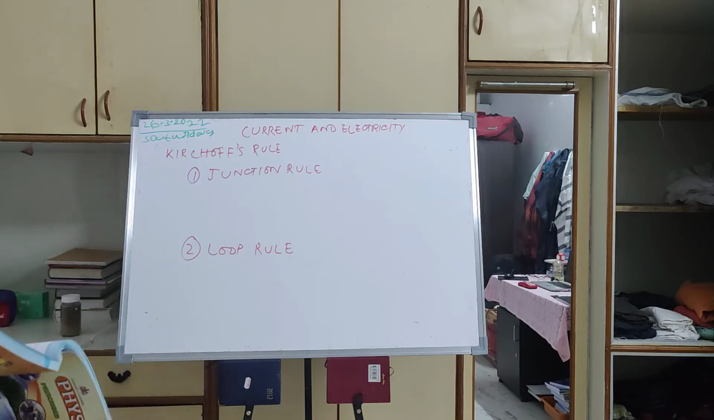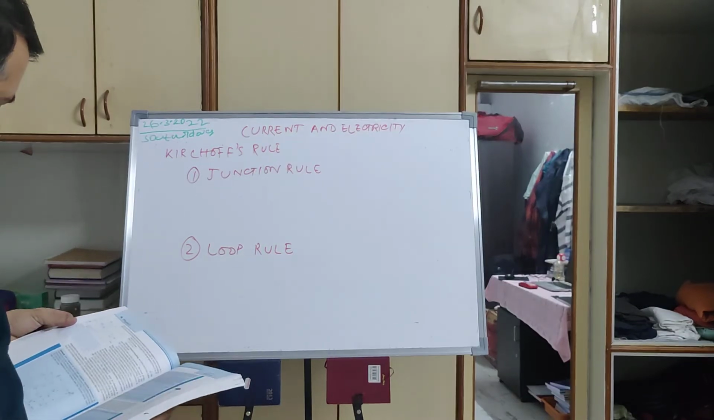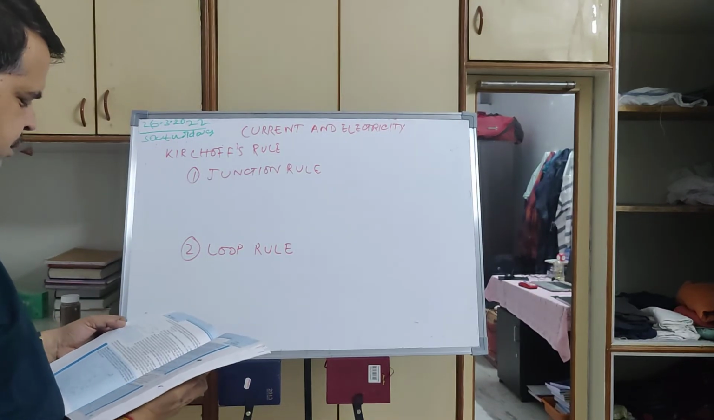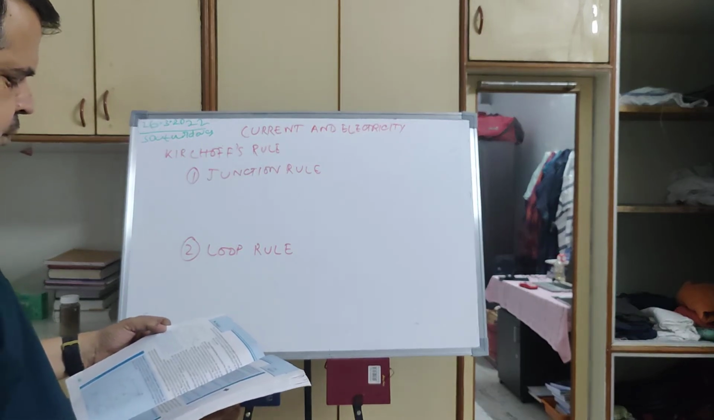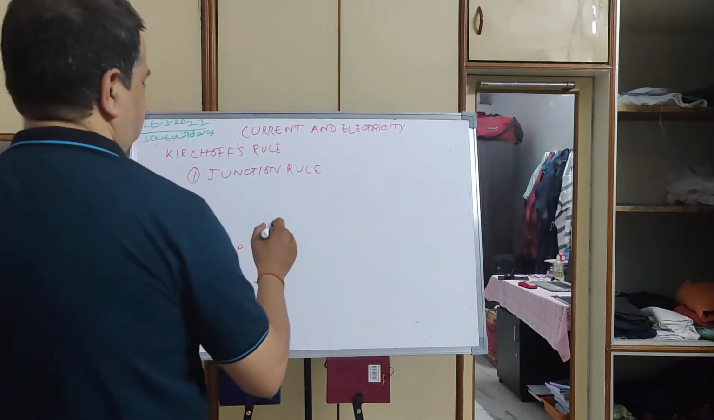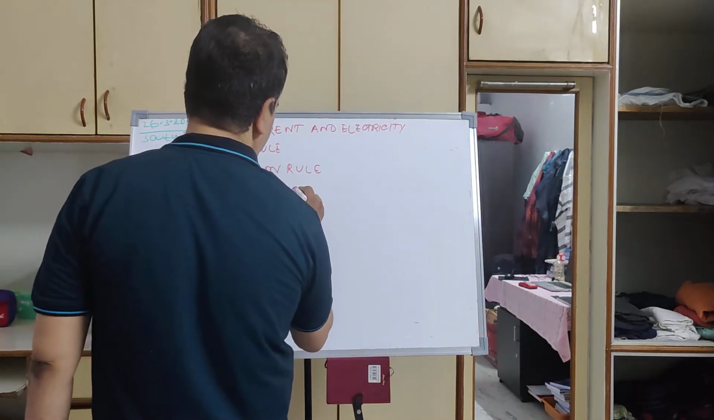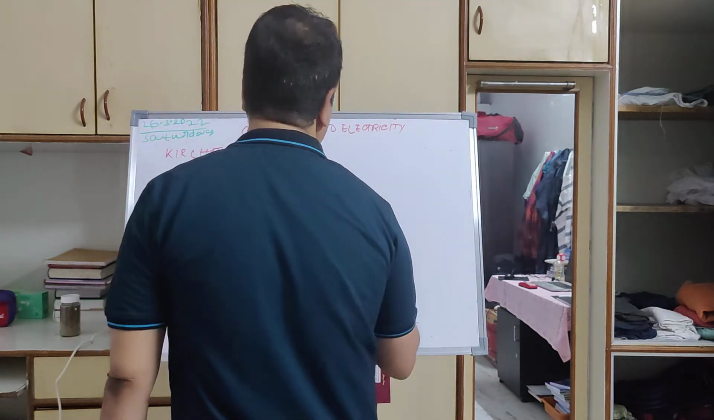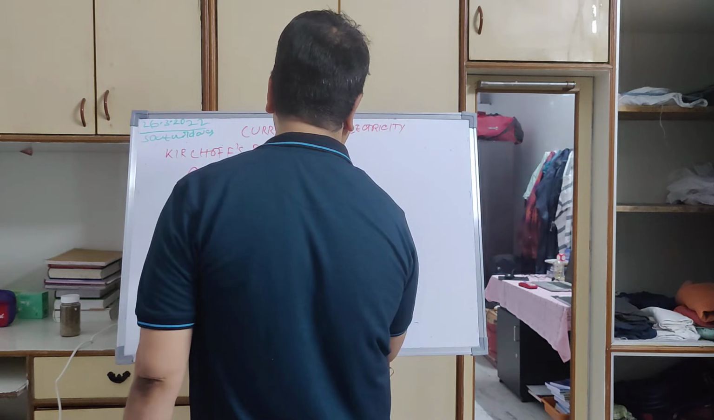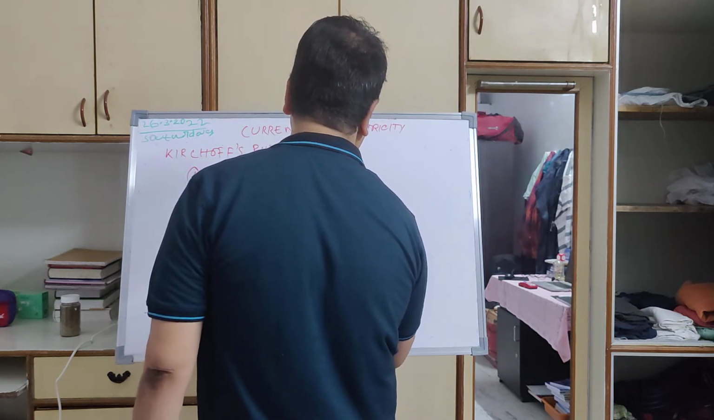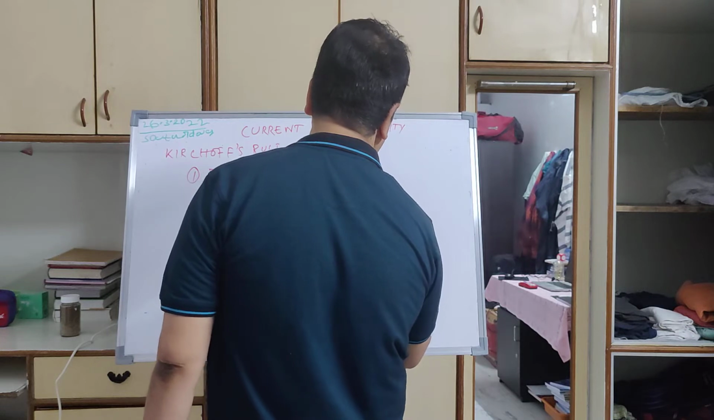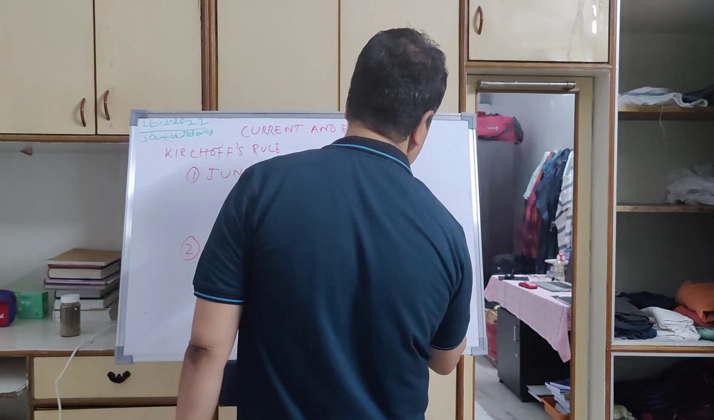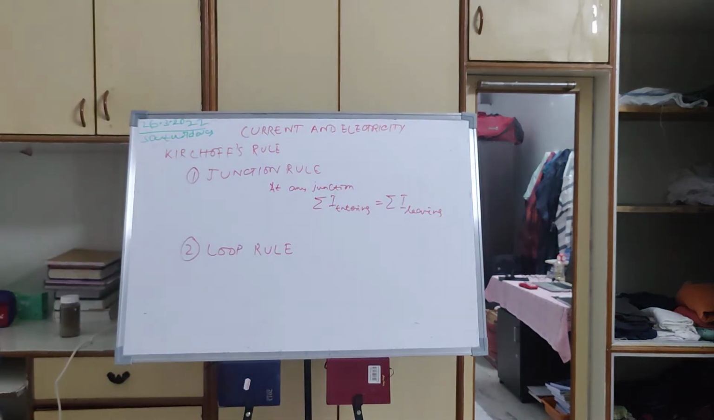What does the junction rule say? The junction rule says at any junction the sum of current entering is equal to the sum of current leaving. So at any junction, that is important. At any junction in an electrical circuit, sum of I entering is equal to I leaving.